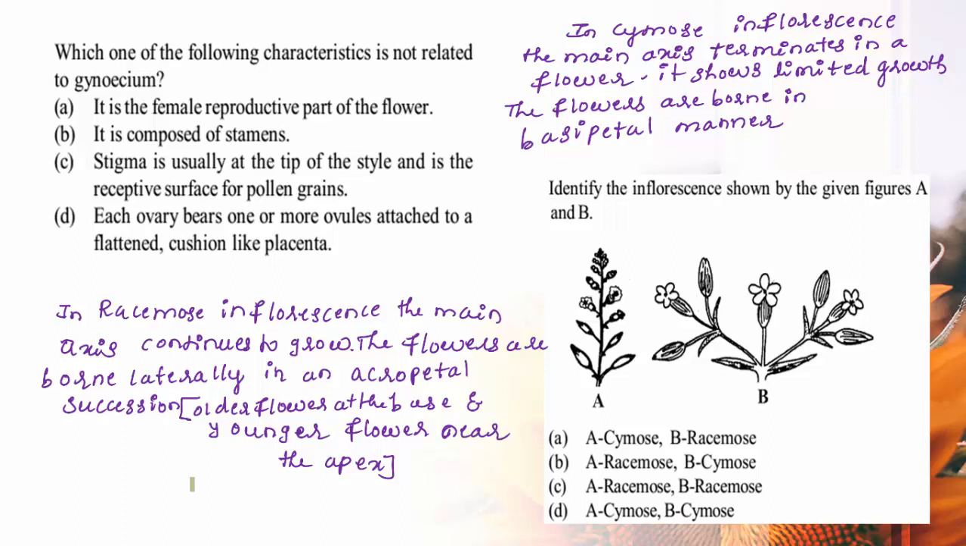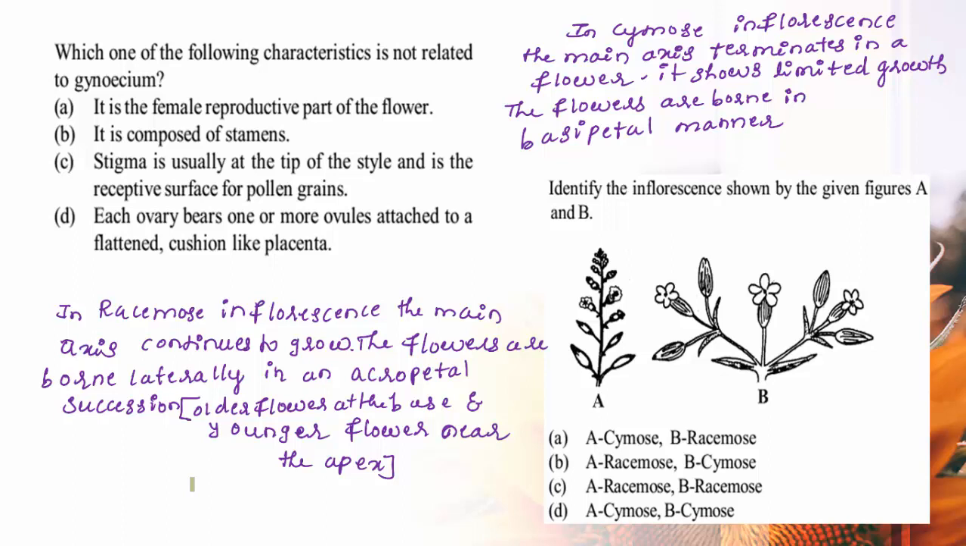So gynoecium is the female reproductive part. Its individual units are called carpel or pistil. Stigma is located at the tip of the style and it is the receptive surface for the pollen grains during pollination. It even interacts with the pollen grain to confirm whether the pollen grain is compatible or incompatible. And inside the ovary, the ovules are present. The number of ovules will vary. They are attached to the wall of the ovary with the help of placenta.